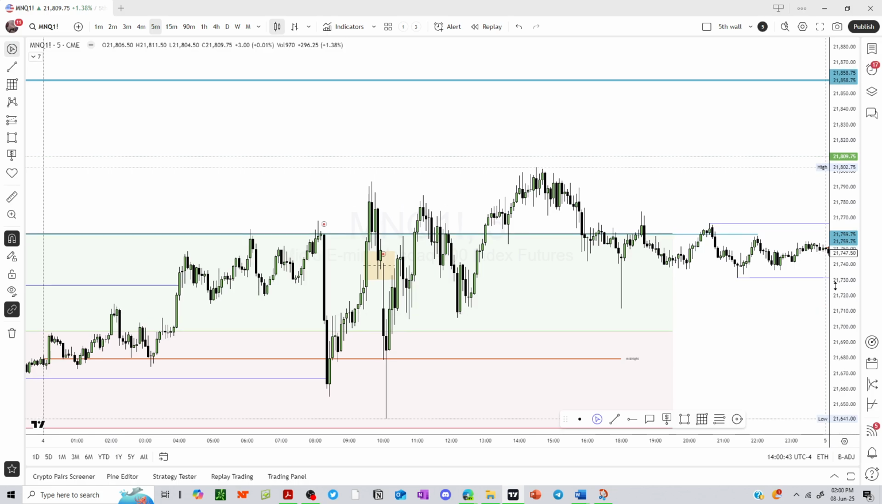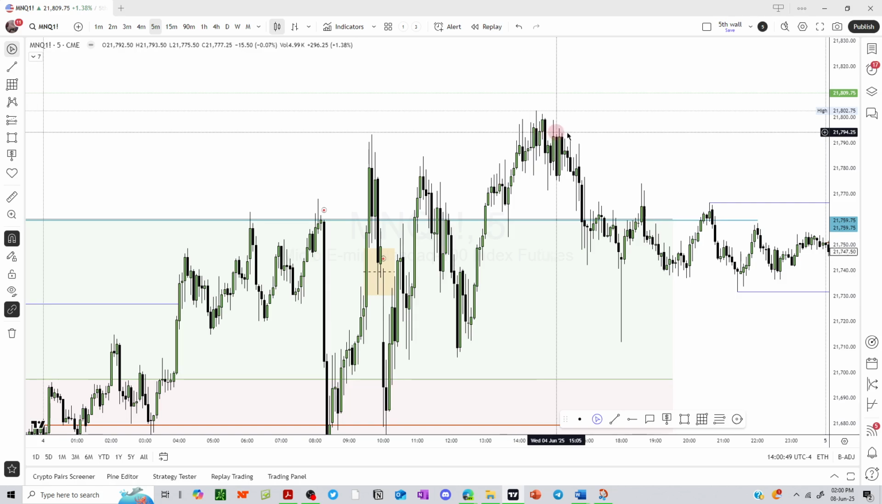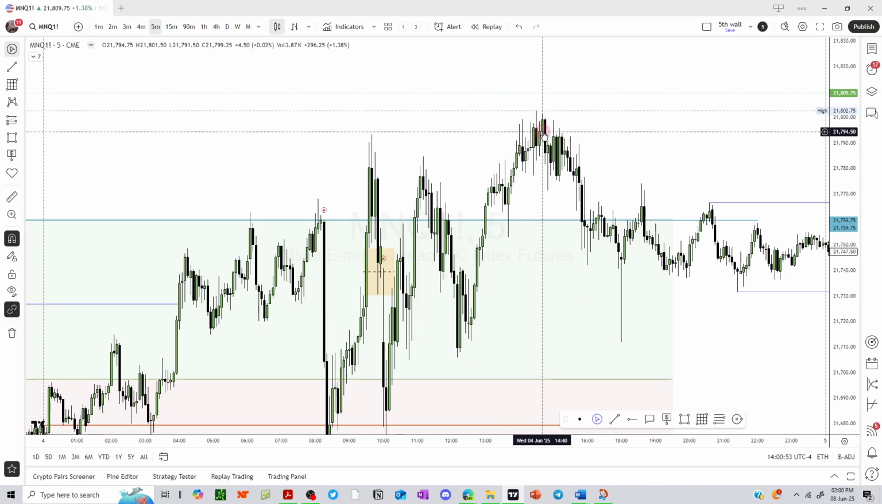Anything else, for me, you would have to go to a lower time frame. But if you use order blocks, then here you go. It's the opening price of this candle. 1, 2, yeah, a couple of opportunities here.